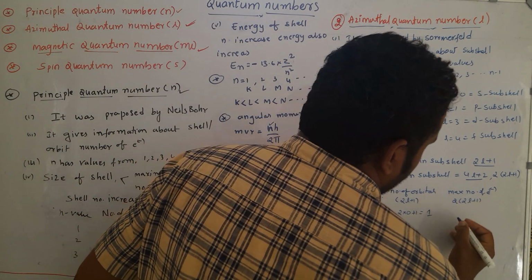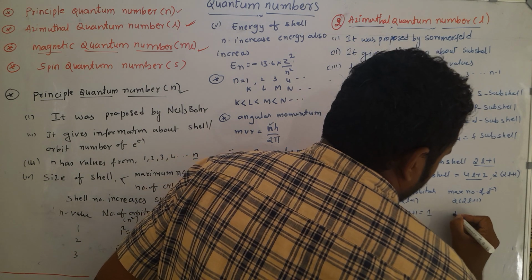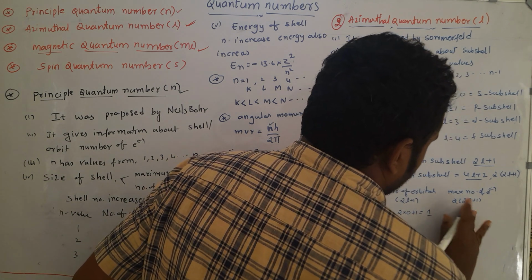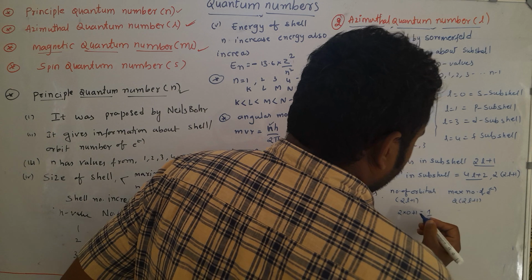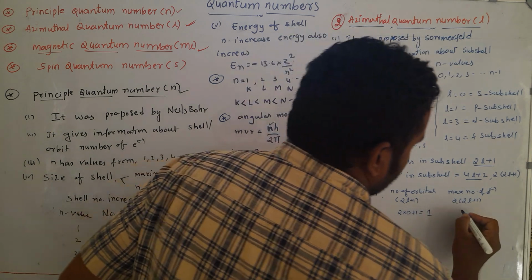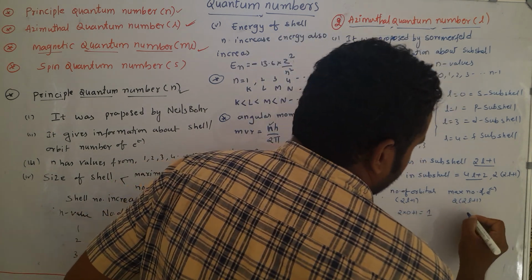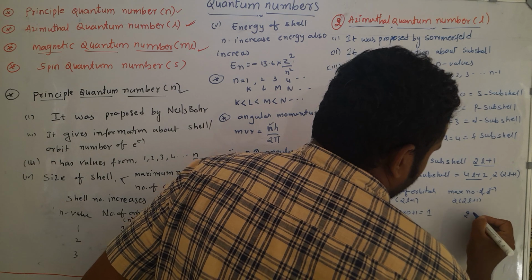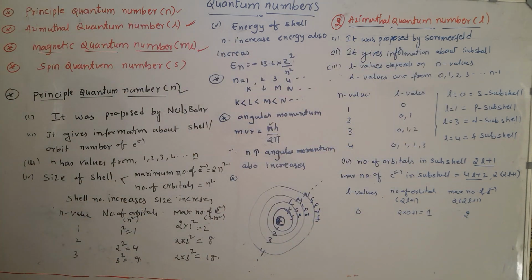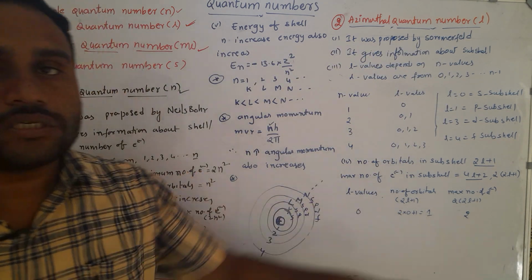And maximum number of electrons is 2 into (2L plus 1). Here the 2L plus 1 value is 1, so that is equal to 2 into 1, which means 2. Maximum number of electrons we can fill here is 2.